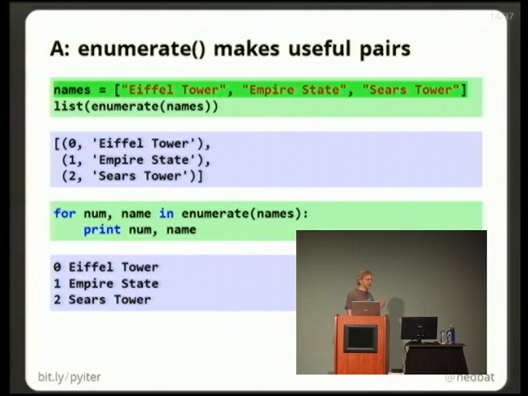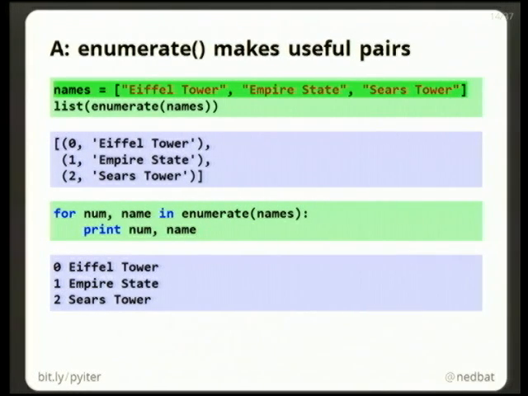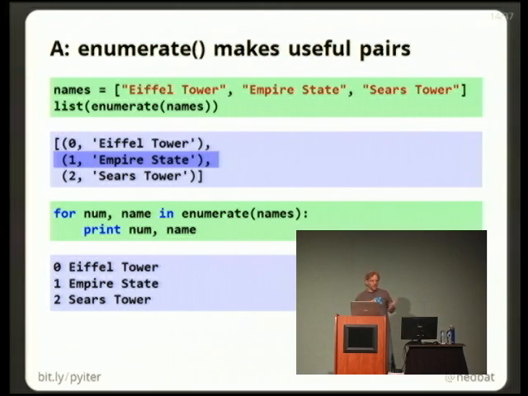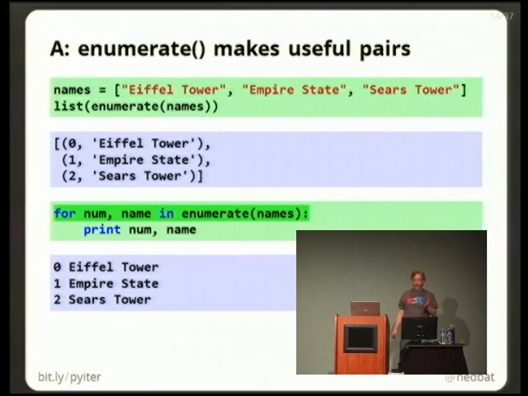So here, if I have a list of landmarks with the Eiffel Tower, Empire State, and Sears Tower, if I enumerate those names and make a list of what enumerate gives me, you can see that I've gotten a tuple of 0, Eiffel Tower, and 1, Empire State, and 2, Sears Tower. So enumerate has taken an iterable, and it pulls values off of the iterable, and bundles them together with the index. It's keeping track of how many it's gotten, and it gives you pairs that are the index and the value, right? So now we can do the right thing to number our values without resorting to integers, right?